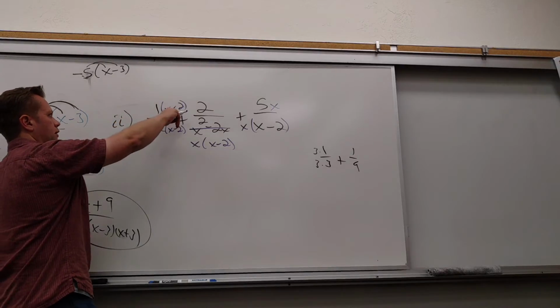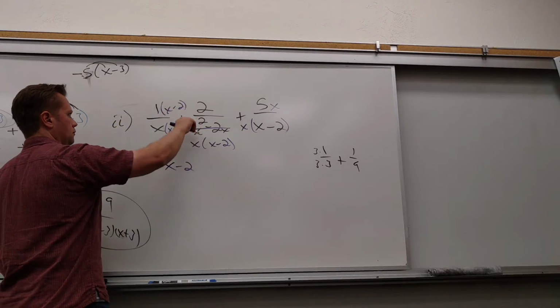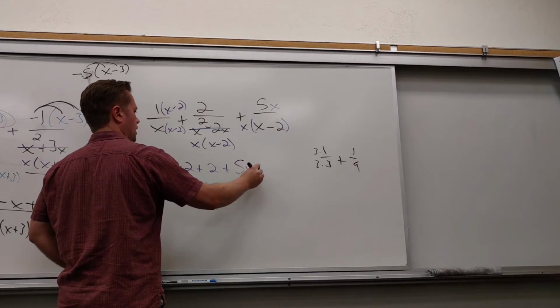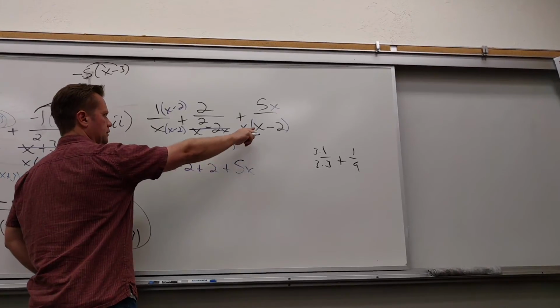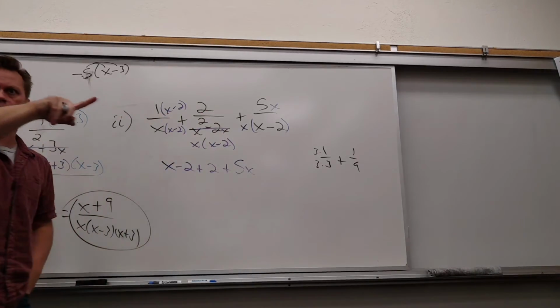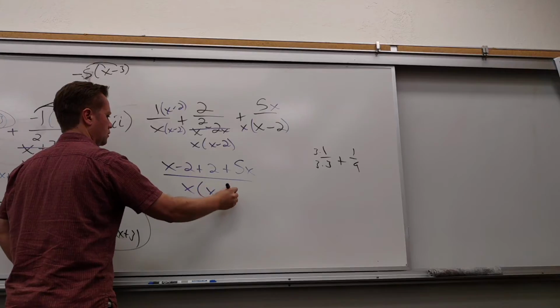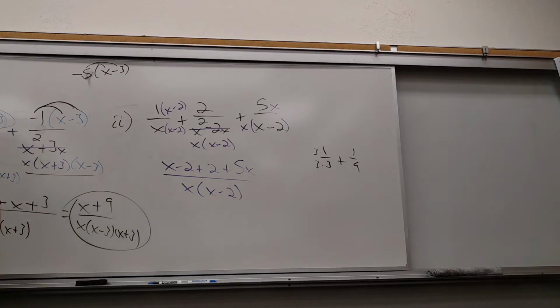So what do we get? x minus 2, plus 2, plus 5x. So the tops, now that I've got all the bottoms the same, I'm allowed to just add the tops together. All over x, x, x minus 2. I'm stopping.